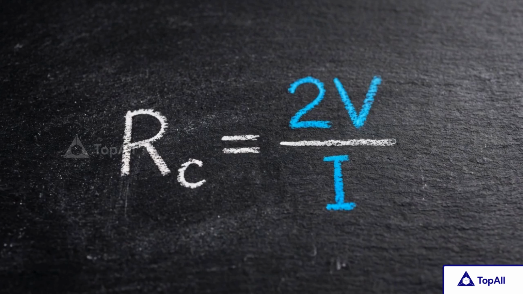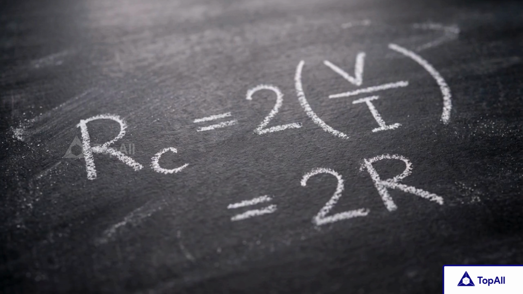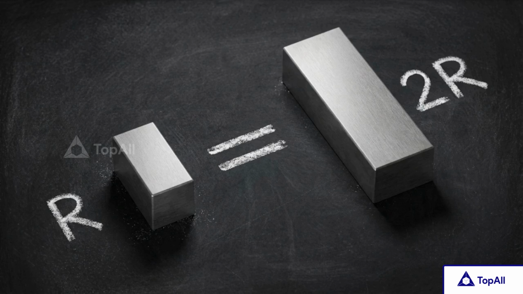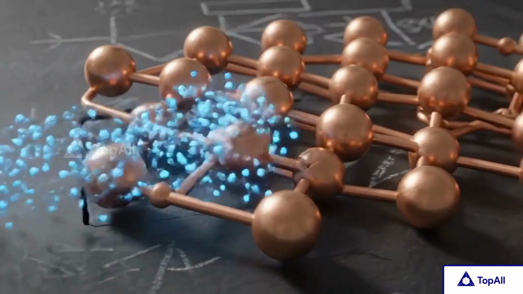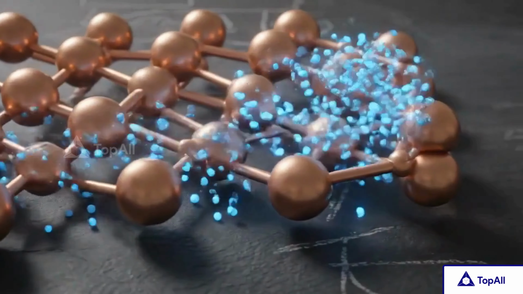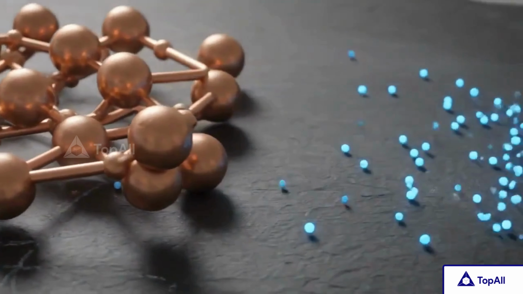To find the resistance of the combination, we divide the total voltage, 2V, by the current, I. Because V over I equals our original resistance, the total is exactly 2R. Doubling the length of the conductor exactly doubles the total resistance. The charges have to traverse twice as much physical material, encountering twice as many obstacles. Resistance is directly proportional to length.